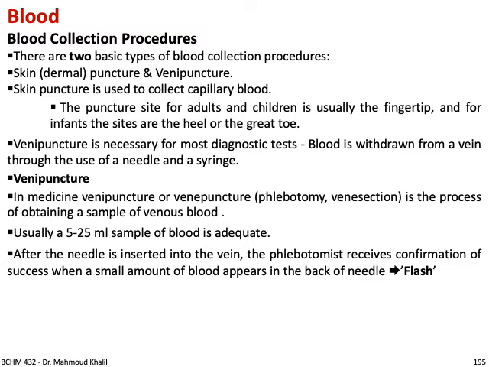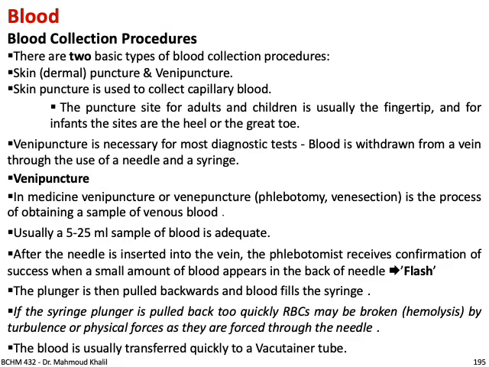After the needle is inserted into the vein, the phlebotomist receives confirmation of success when a small amount of blood appears in the back of the needle, which they call a flash. The plunger is then pulled backward and blood fills the syringe. If the syringe plunger is pulled back too quickly, RBCs may be broken because of hemolysis by turbulence or physical force as they are forced through the needle. The blood is usually transferred quickly into a vacuum container tube.